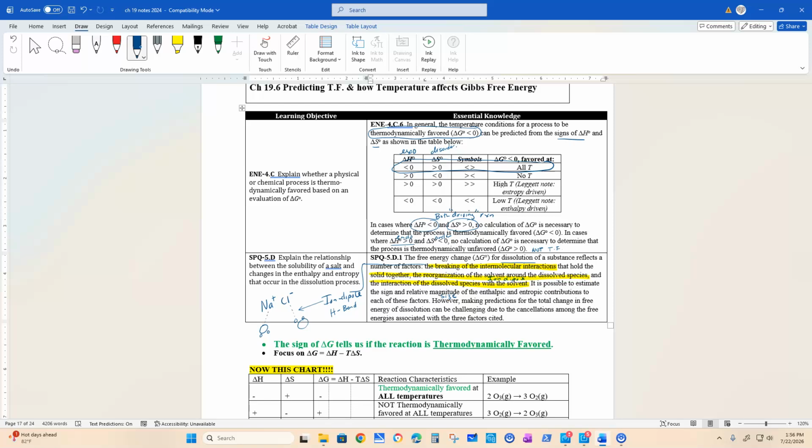Okay. So with these two learning objectives, it's about predicting. Can you predict if something is thermodynamically favored looking at delta H and delta S at certain temperatures? Okay. So the sign of delta G tells us thermodynamically favored. So we just focused on delta G equals delta H minus T delta S. This would be not standard state. Or if it is at 25 degrees Celsius, we just put those little degree signs. And then now temperature, okay, so remember that temperature will be at 298. This temperature could be at any temperature, okay?